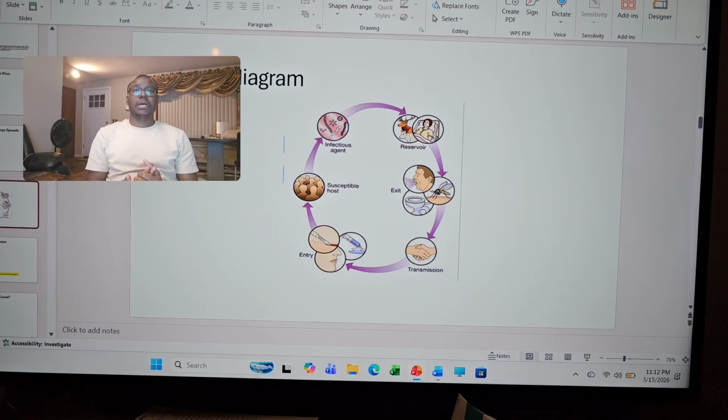This is how mumps can be spread. A person sneezes and doesn't wash his hand. He shakes hands with other people. It enters through the mouth of the other person. It becomes susceptible in the host. The infectious agent grows and stays in the human reservoir. That's why we said the only reservoir is human.